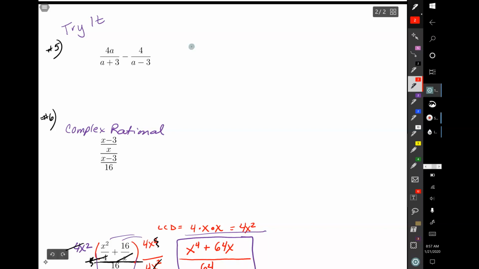If you already watched the video before, I'm making a correction on this. I just didn't distribute my 4a correctly. So sorry about that. We will go ahead and work this one out now, but stop it and try it yourself, figuring out what the lowest common denominator is and how you can adjust to write equivalent fractions.